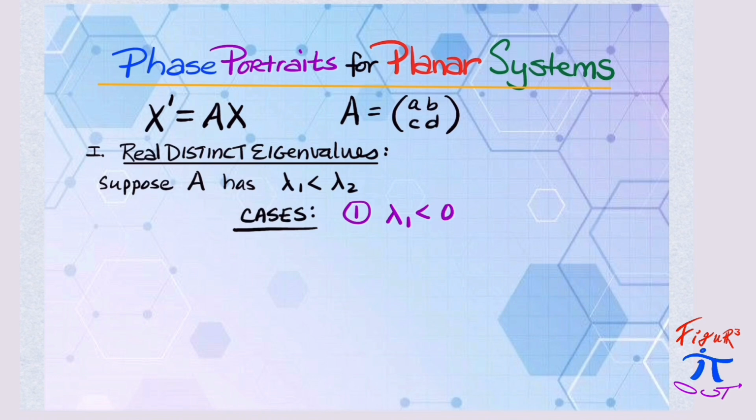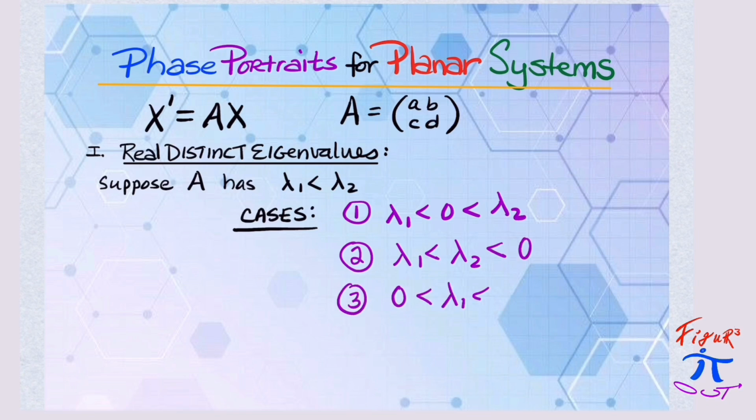This breaks up into a few cases. 1. Maybe lambda 1 is negative and lambda 2 is positive. Or maybe both lambda 1 and lambda 2 are negative, or the third case, both lambda 1 and lambda 2 are positive. But in all those cases, lambda 1 is less than lambda 2.